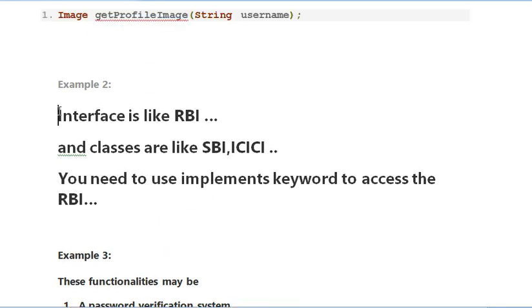We will take another example for better understanding. Suppose the interface is like the RBI, Reserve Bank of India, and the classes are like SBI, ICICI, HDFC. These are the classes. The basic functionalities are provided by the RBI. Okay, but we are implementing based on the organization, based on the company. Suppose SBI has specific functionalities and ICICI Bank has specific functionalities. But the similar functionalities, the basic things like withdraw, interest, some other functionalities are provided by the RBI. We are going to implement specific functionalities according to the organization. So you need to use the implements keyword to access the RBI. Okay, so that is nothing but an interface.